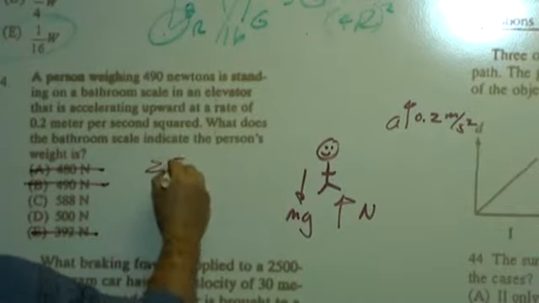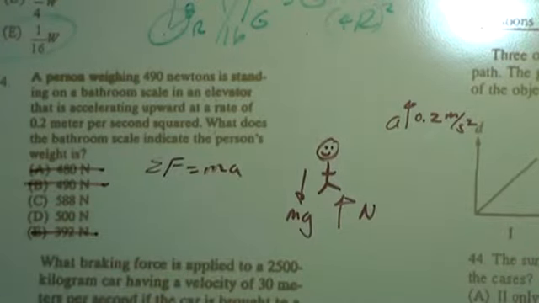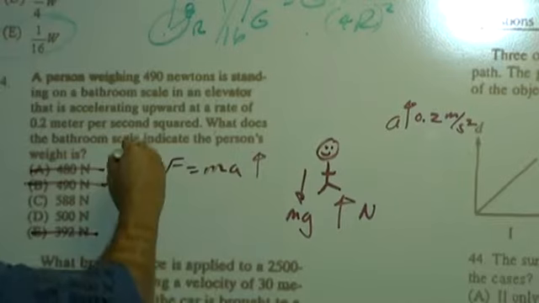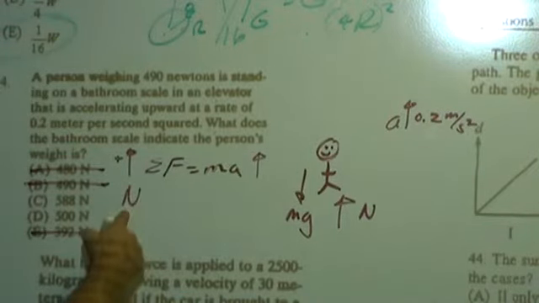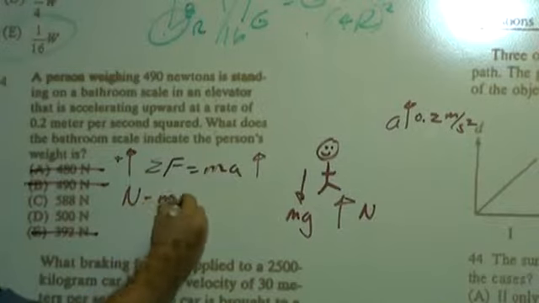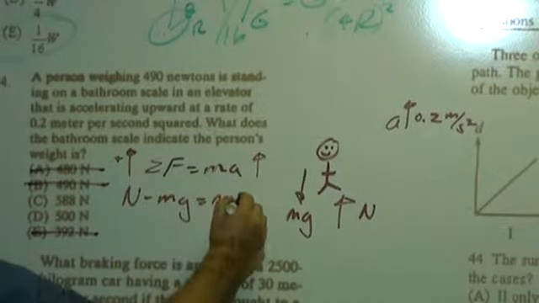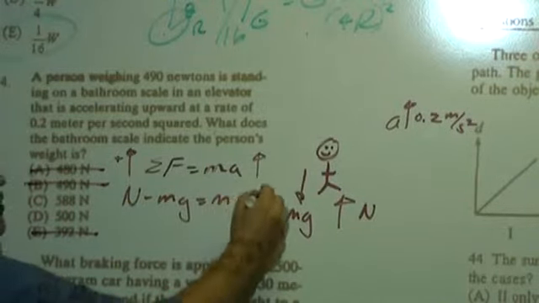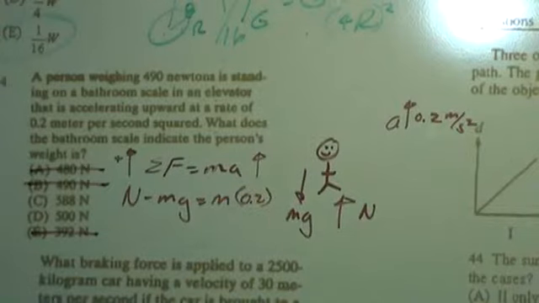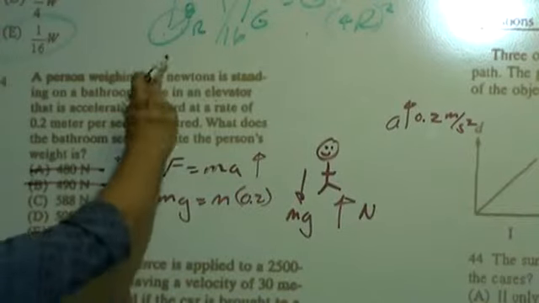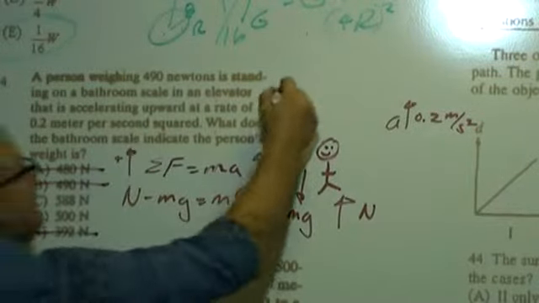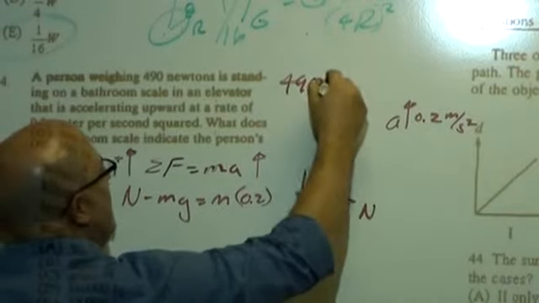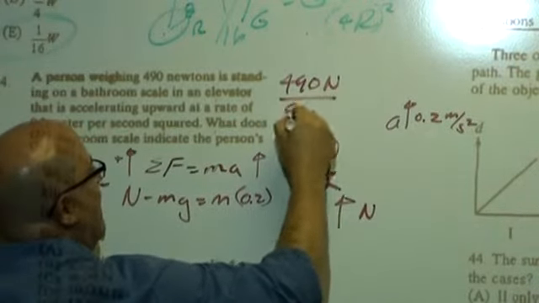And here's how you solve it. F equals ma, you're accelerating up, so our forces up will be positive. So I've got normal, which is what the bathroom scale reads, minus mg equals ma, but my acceleration is 0.2, right? But, whoa, whoa, whoa, what's the mass of the person? Yeah, it's not 490, it's 490 newtons divided by 9.8.